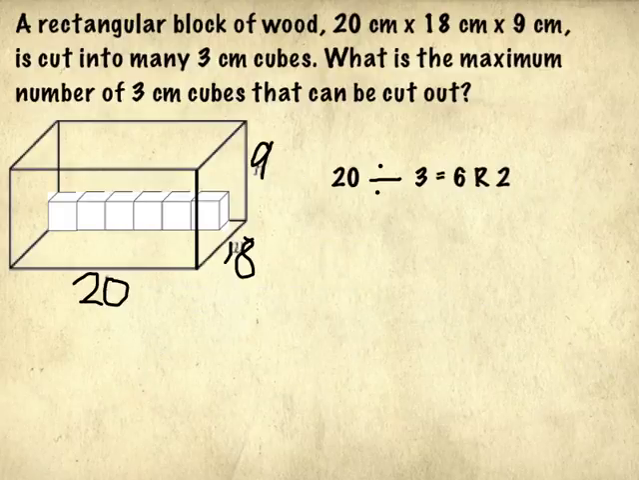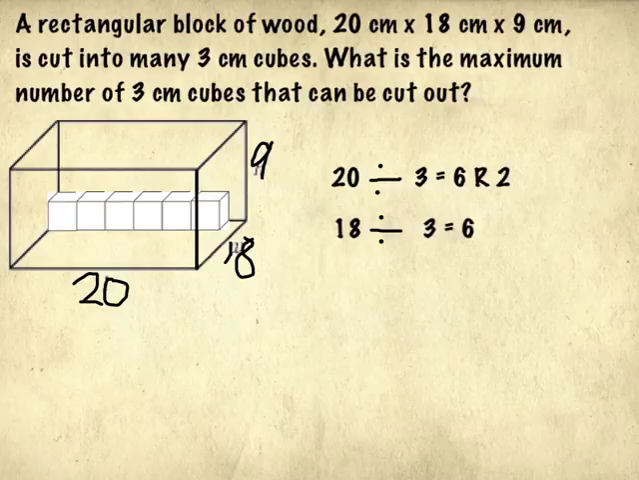So another way of saying that is to say that I took the length, which is 20, I divided it by 3, because each of these, remember, is 3 centimeters, and I got 6 with 2 left over, 6 remainder 2. 6 cubes with a 2 centimeter space left over. So now I know how many cubes are going to fit across lengthwise.